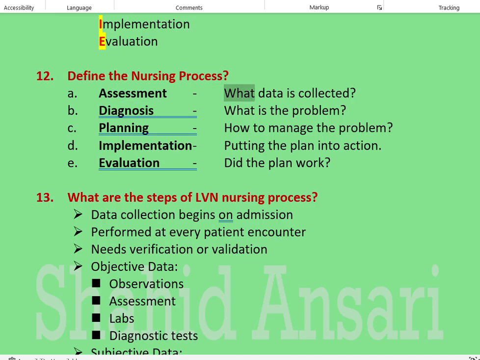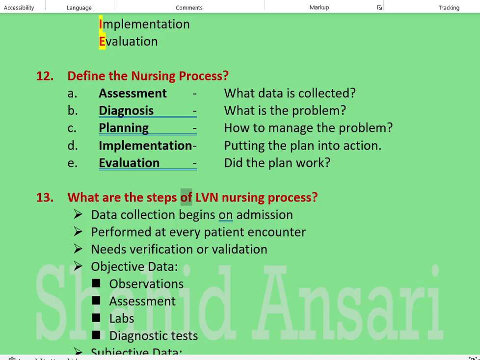A. Assessment. What data is collected? B. Diagnosis. What is the problem? C. Planning. How to manage the problem. D. Implementation. Putting the plan into action. E. Evaluation. Did the plan work?